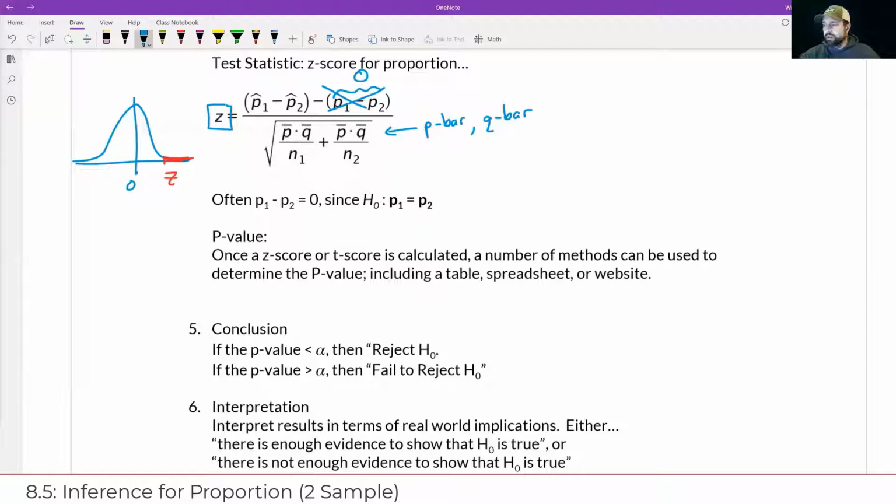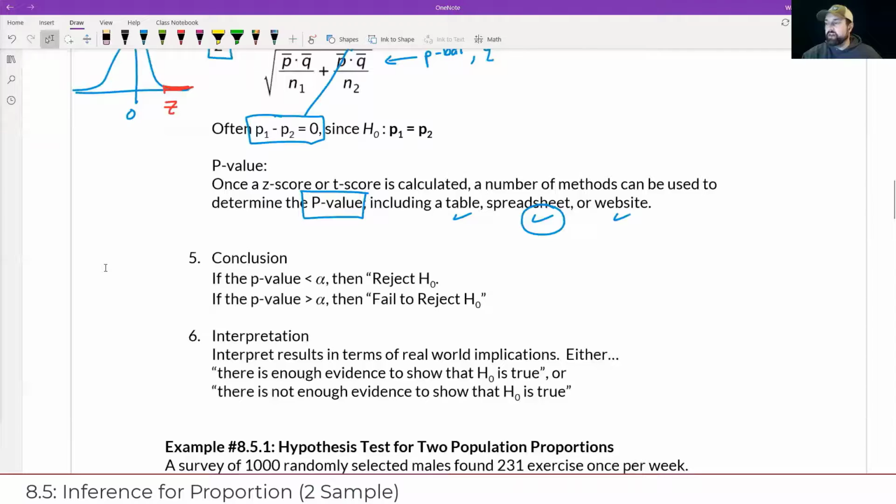So everything else here is what I'm saying. This is 0. So this part here basically explains why that is equal to 0. And then once you have that z-score, you can either use a table, a spreadsheet, or a website to calculate the p-value. You're probably going to use the website, or the spreadsheet, pardon me, the Google Sheet.